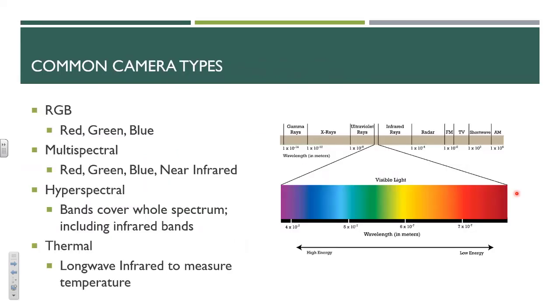For a few of the common camera types, there are RGB, multi-spectral, hyperspectral, and thermal. For the RGB, that's just covering the red, green, and blue wavelengths. Multi-spectral, it's the same as RGB, but usually it also covers near infrared. Hyperspectral is when you're going to be able to cover a lot more bands over the spectrum, so it's a lot more data points you're collecting. And then thermal, that's what you're using to measure temperature with long-wave infrared.